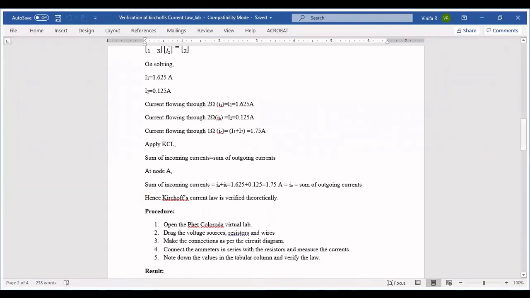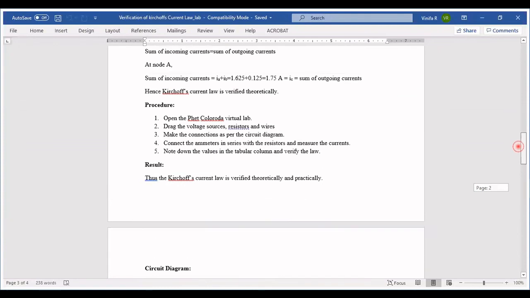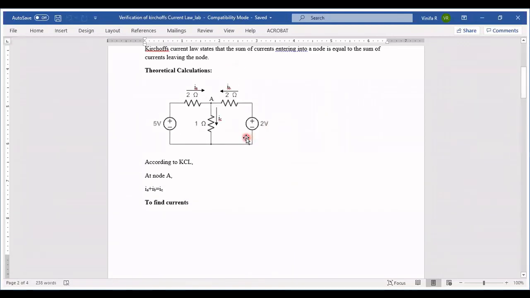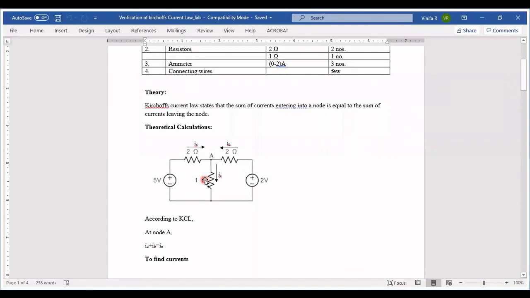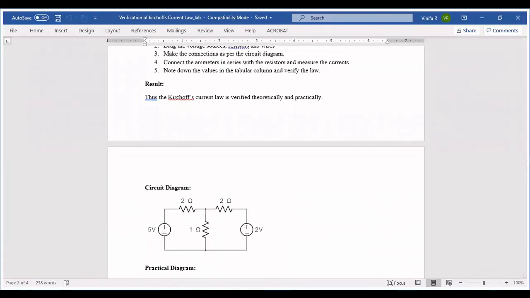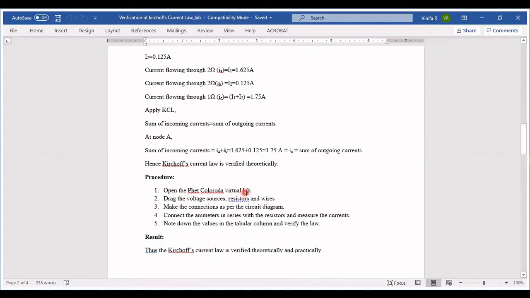Another circuit diagram will be given to you through Moodle. For that circuit diagram, you have to do this experiment, not for this one. This is for sample. So another circuit will be given to you. Do the theoretical calculation for that circuit and do the experiment for that circuit. In the next video, we will see how to do this experiment in the PhET Colorado virtual lab. Thank you.